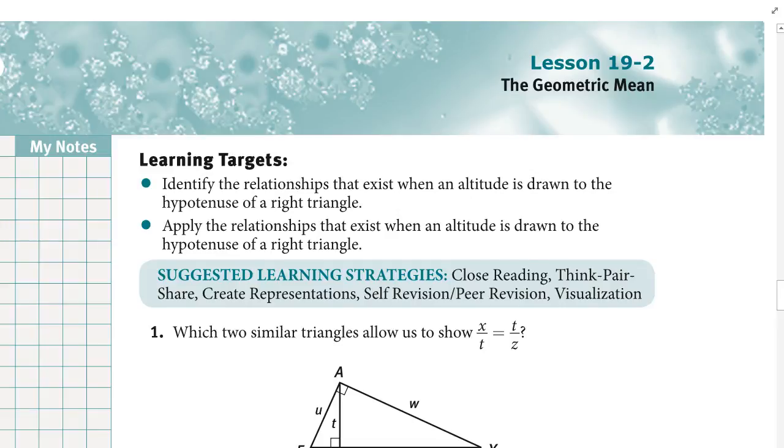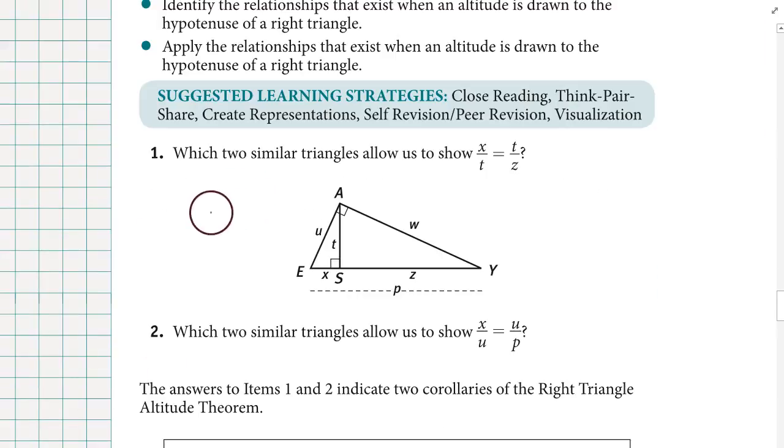This video is for lesson 19-2 about a concept called geometric mean. We're going to use that relationship from the previous lesson, called the right triangle altitude theorem, as the basis for a new geometry concept called geometric mean. Take a look at this drawing right here in the middle of the screen. Isn't this the same situation we had in the last lesson?